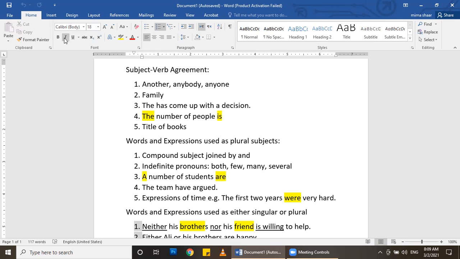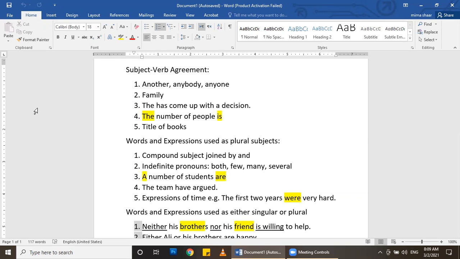You have to study the rules in your book. You have a table of indefinite pronouns. I want you to study them. Here I gave you, for example, another, anybody, anyone. Whenever we have these indefinite pronouns, I always use them as singular. For example, you say anyone is and not anyone are. This is always the case.